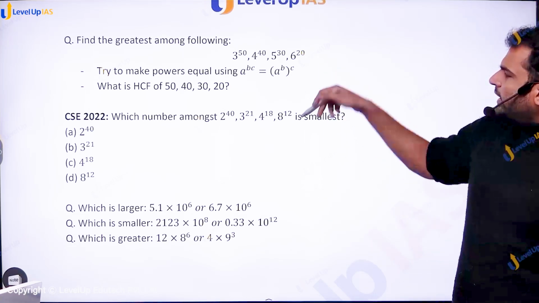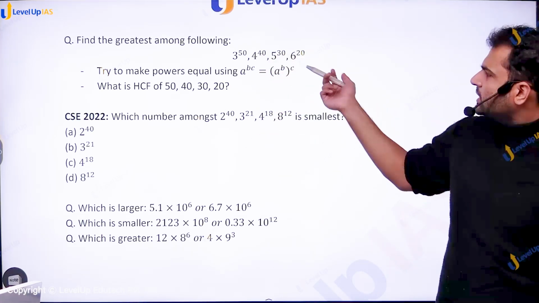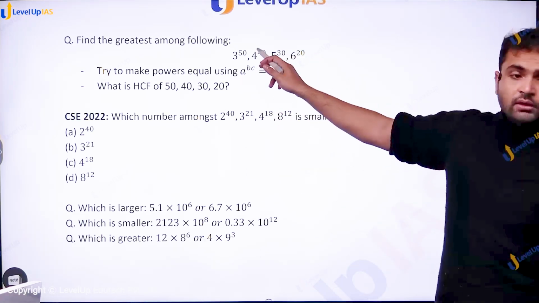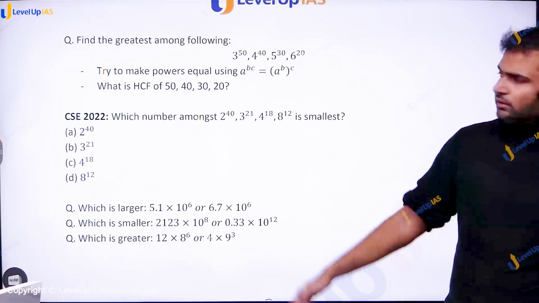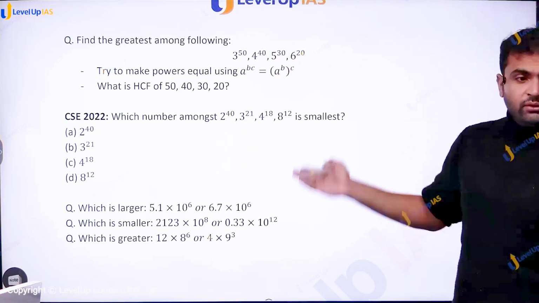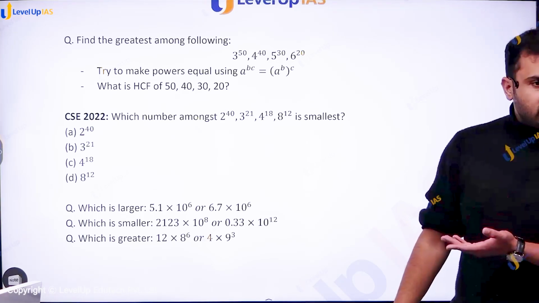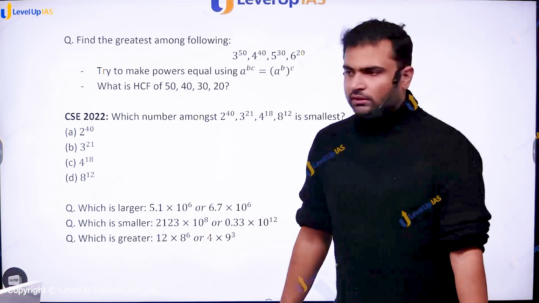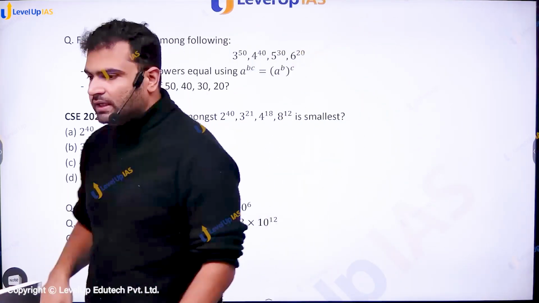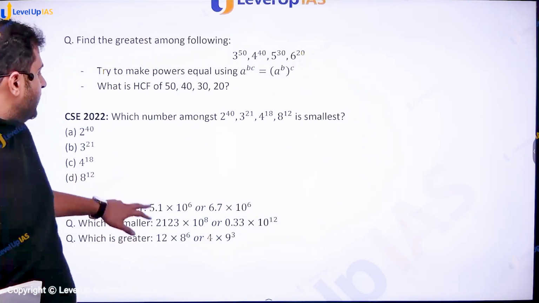Now try to solve these two questions. This is just our class question. Here you can clearly see the HCF. This 50, 40, 30, 20. So 10 is clearly the HCF. You can write the base to the power 10. Tell me the answer for this, and this is a CSE 2022 question. That also you can try.